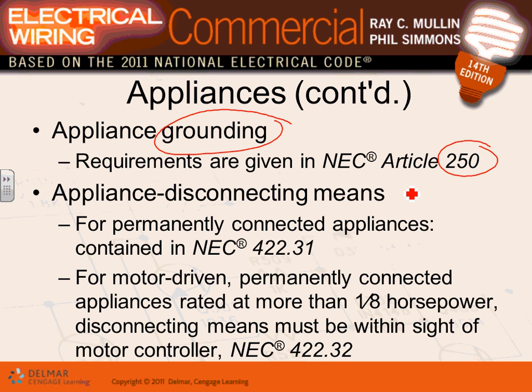Disconnects, very, very important, guys. For permanently connected appliances, you are to have a disconnect for these babies. Like your dishwasher, or all these appliances that you can think of, dough mixer, they have to have a disconnect. The main reason for the disconnect, you're looking at it, guys, is to physically, mechanically isolate the system so you can work on it safely.